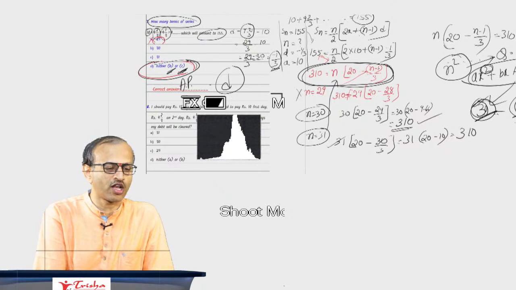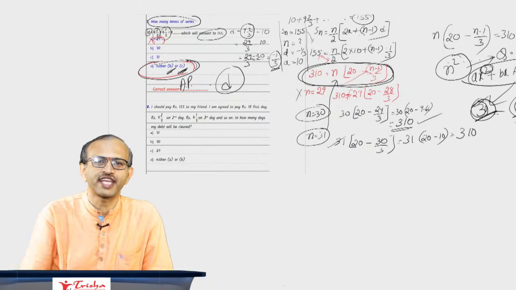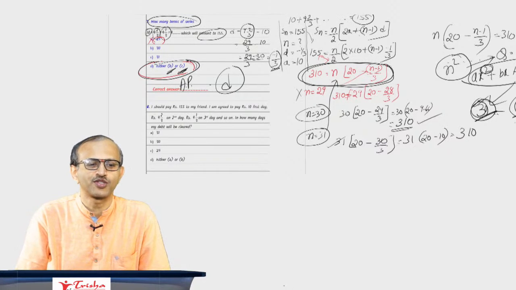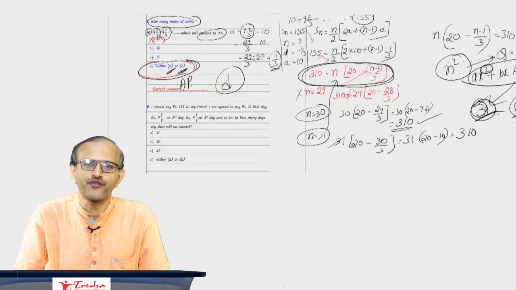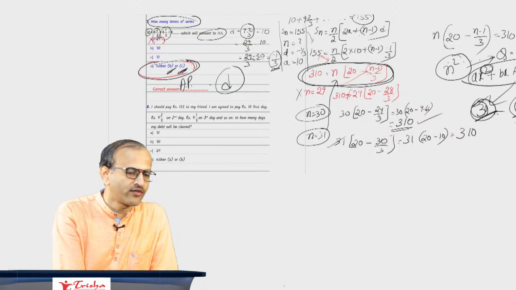Students, I will ask you a small question. Listen carefully, all of you are able to listen to me? Okay, let us see who is going to answer this. I have given you 155 rupees today. How many rupees have I given you today? 155.